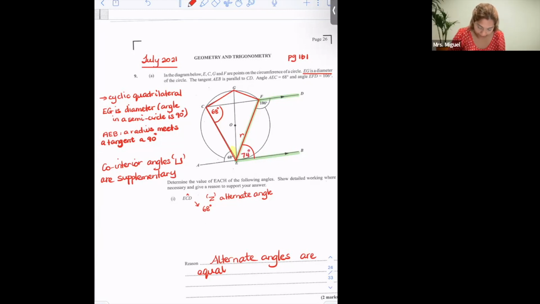Write down this now. Angles on a straight line add to 180. So what is this angle here? 180 minus 68 minus 74.